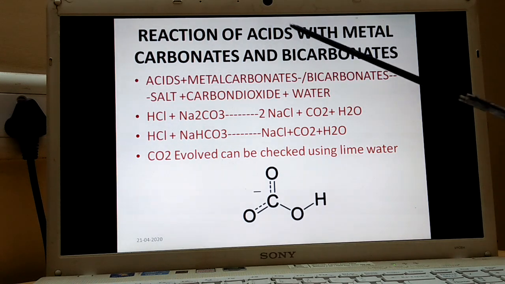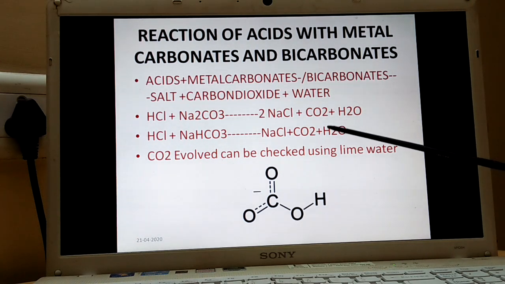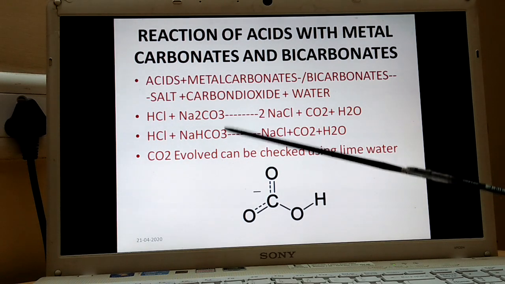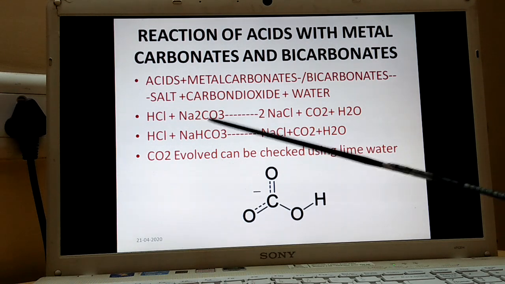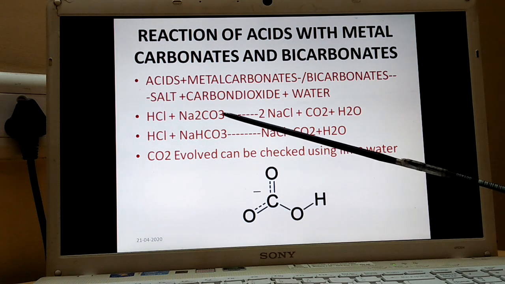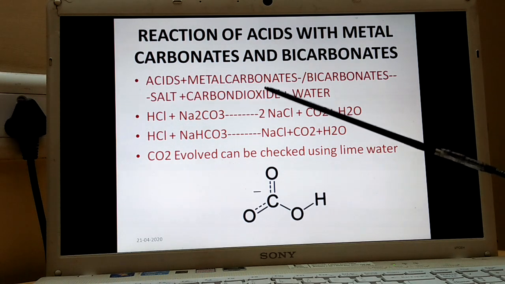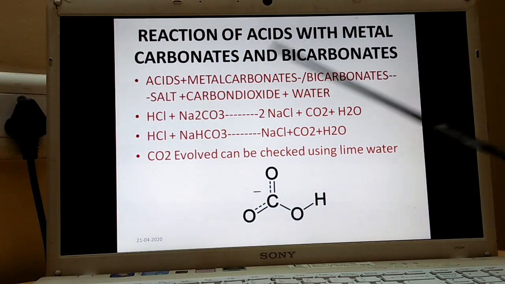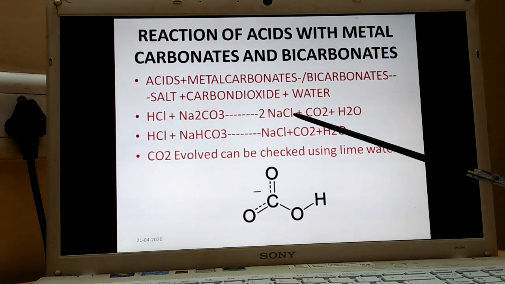So how do these acids react with metal carbonates? Here you have to learn these two reactions. Hydrochloric acid is made to react with sodium carbonate. I have given the two salts of sodium, the carbonate as well as the bicarbonate. Na2CO3 can be taken. Now what will be formed? Salt, carbon dioxide and water. These are the three substances. When carbonates and bicarbonates react with hydrochloric acid, they always release salt, carbon dioxide and water.